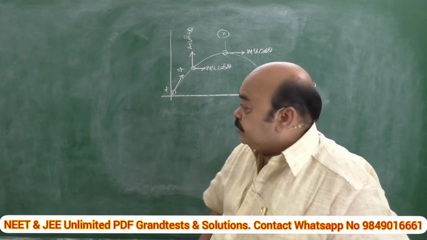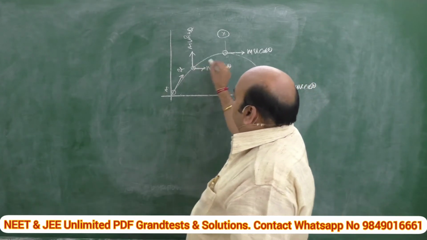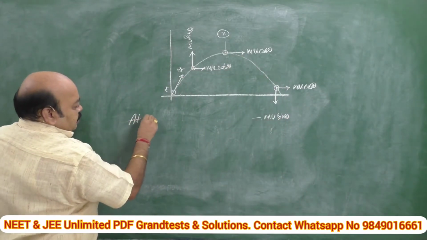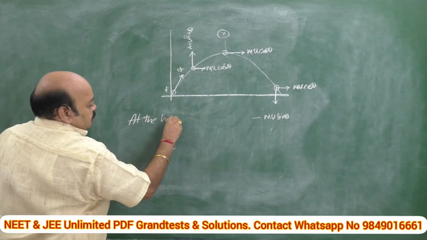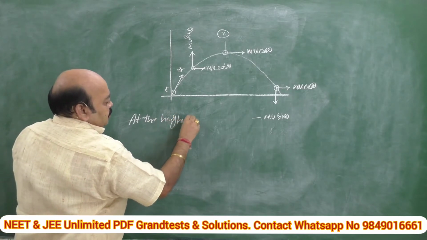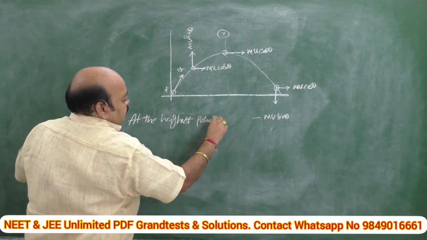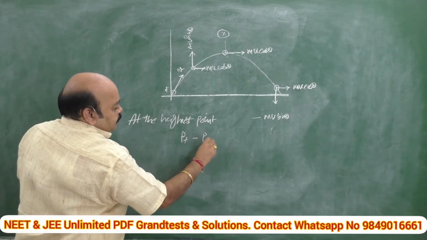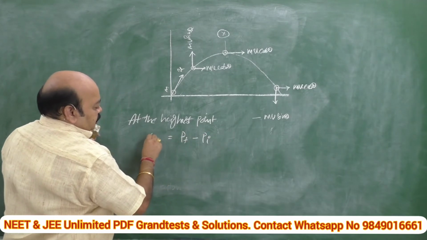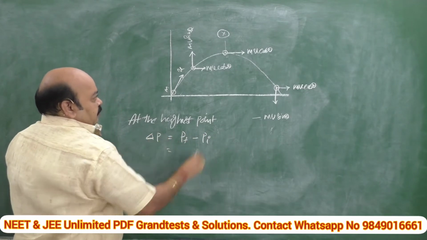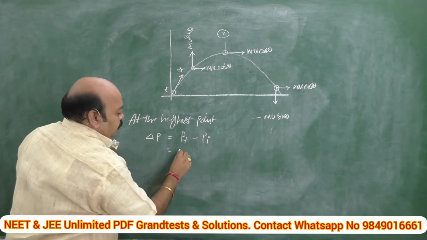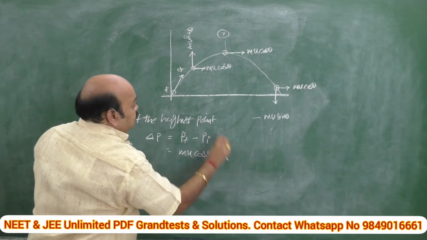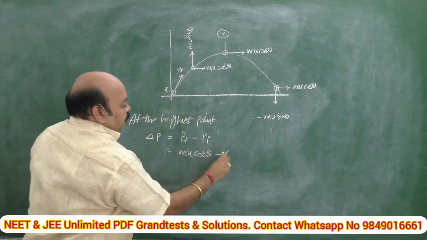In the other case, once again, what is at the highest point? At the highest point, P final minus P initial is nothing but the change in momentum. What is P final? You have mu cos theta. Minus what is initial? Horizontal plus vertical, you have this.